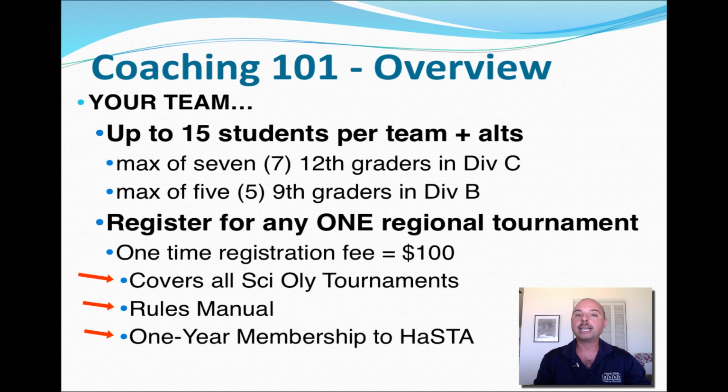What this $100 gets you, among other things, is a copy of the rules manual. The rules manual has everything that you need to know to prepare for a Science Olympiad tournament. It has all of the information for all of the events in black and white, spelled out very clearly. What is the event about? What are the parameters for the event? How is the event going to be scored? What kind of topics are going to be covered? Where are some places that I can go to get information about this particular event? All of that is in the rules manual. So paying your $100 registration fee gets you a copy of the rules manual.